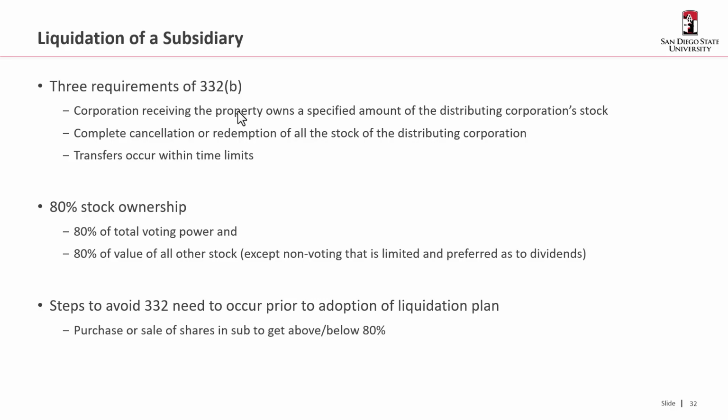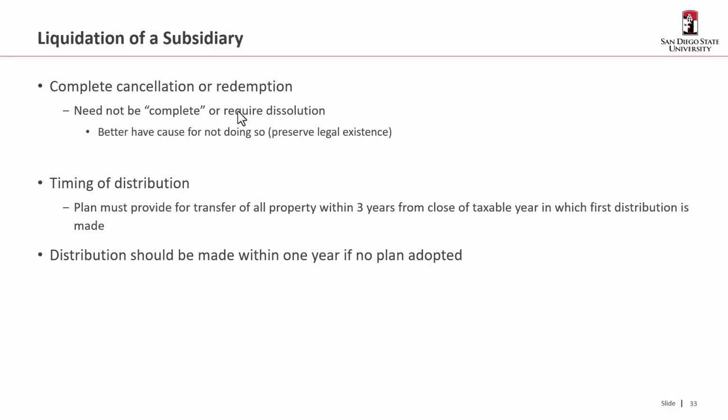And the steps that you could take if you were trying to avoid 332, or perhaps trigger 332, is, of course, you can purchase and or sell shares in the subsidiary to get above or below 80%. So, if you had a 90% interest, you could sell 10.01%, get below 80%, and suddenly 337 would no longer apply, and the subsidiary would be liquidated, and it would not be tax-free, right? So there would be gain and loss to all the parties involved.